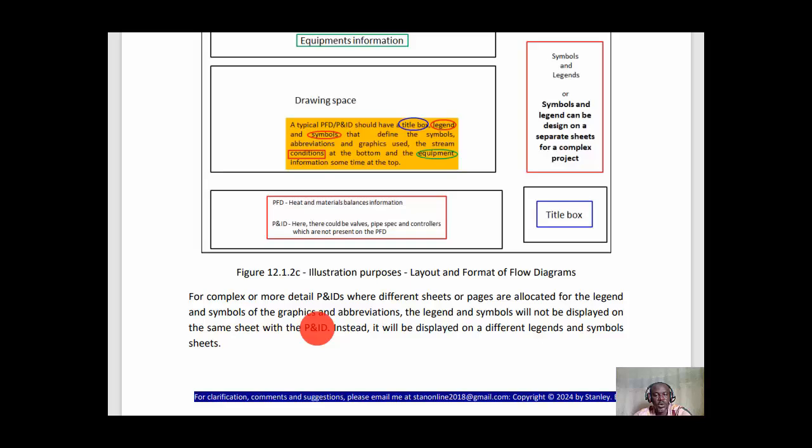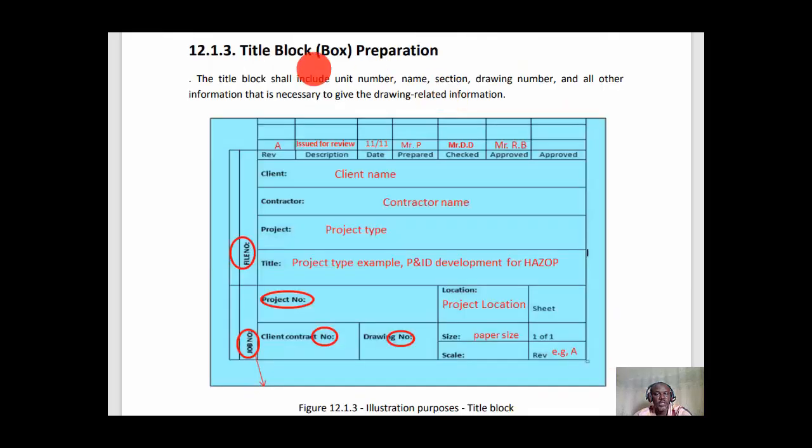For complex or more detailed P&ID, where different sheets or pages are allocated for the legend and symbols of the graphics and abbreviations, the legend and symbols will not be displayed on the same sheet with the P&ID. Instead, they will be displayed on a different legend and symbol sheet. The title block or title box preparation.